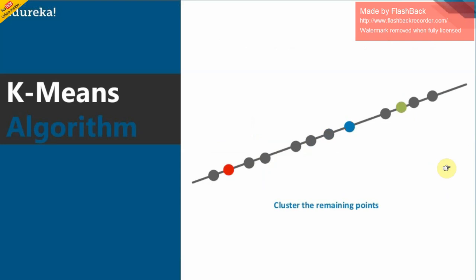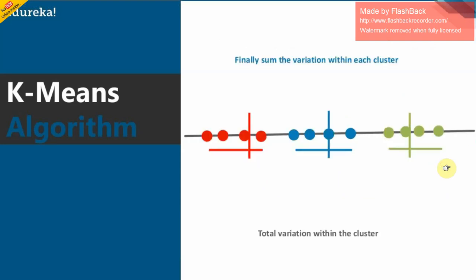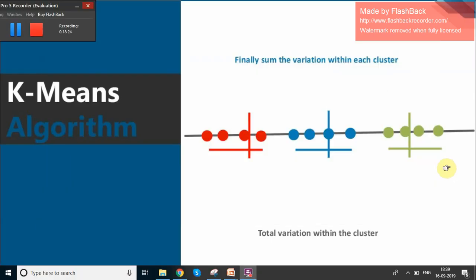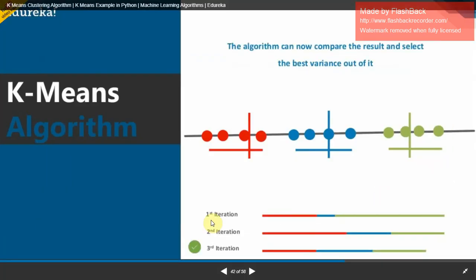Then it assigns the remaining points. Finally, we sum the variations of each cluster, so from the total variations in the clusters we can easily understand what is happening. This is the first one, second one, third one. The first is red, and then green. After that, taking red as the highest priority, the second one is blue, and the third one is green.